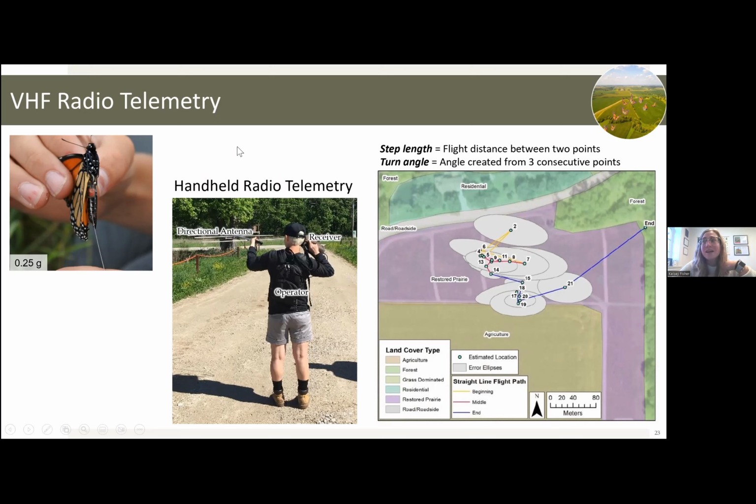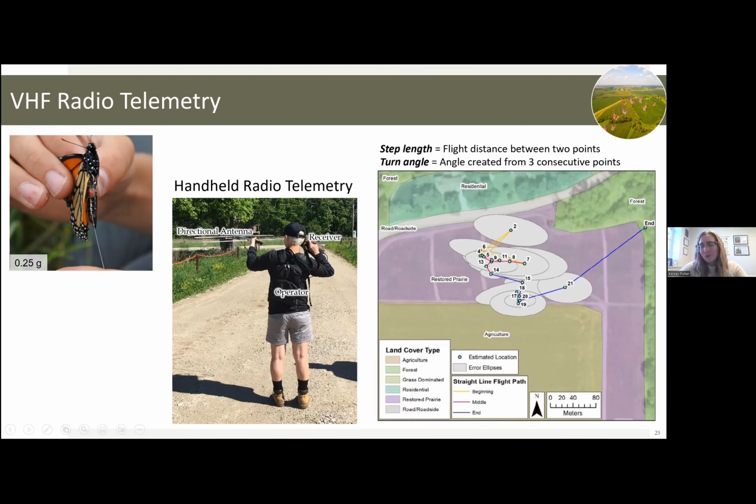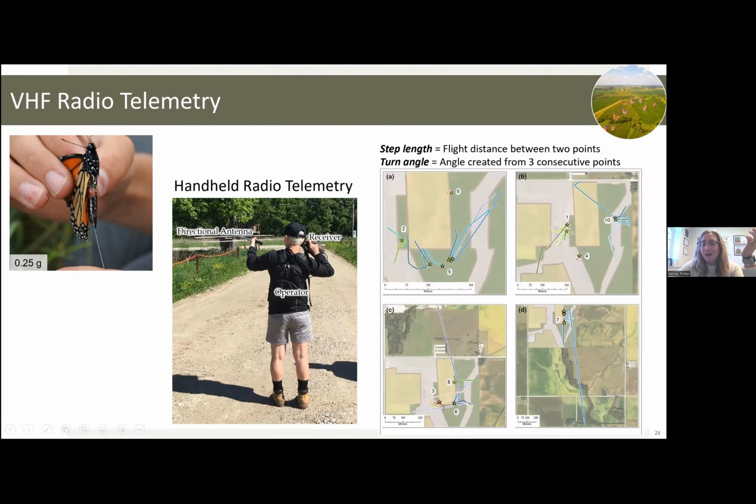So over the course of 2016 to 2020, we conducted tons and tons of studies. We put transmitters on butterflies and released them in all different types of landscapes. And we were able to track them for about an hour, and then we would take the transmitter off one butterfly, put it on the next butterfly, and do it all over again. So I was able to accumulate tons of data. This picture here is just an example of one butterfly's flight path through a restored prairie, but we did this for lots of butterflies in lots of different places.